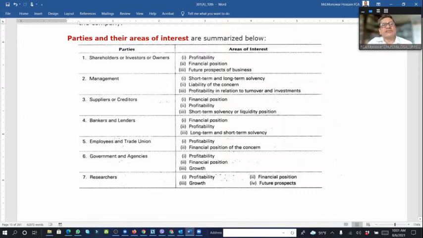Look here on the left side, number 1, a shareholder or investor or owner. Why do they use financial statements? Their main interest is to know the profitability, financial position, and future prospects of the business continuity. So for this purpose, owners or stakeholders use financial statements. Why does management use them? Management uses them for short-term and long-term solvency, liability of the concern, profitability in relation to the turnover and investment.